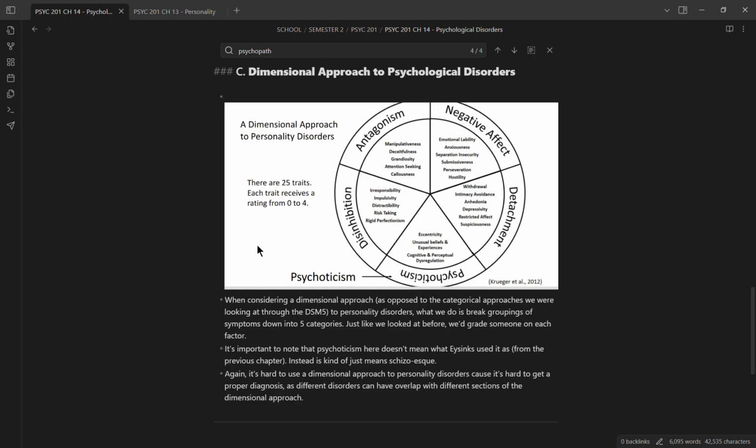That big wheel that we looked at, where high psychoticism is low constraint, right? With high psychoticism being characterized by things like extroversion, like all these things.